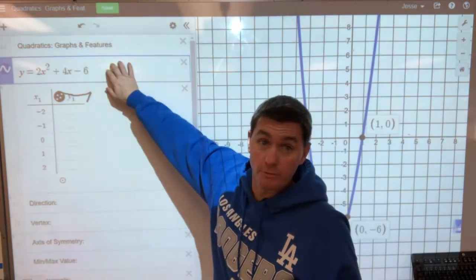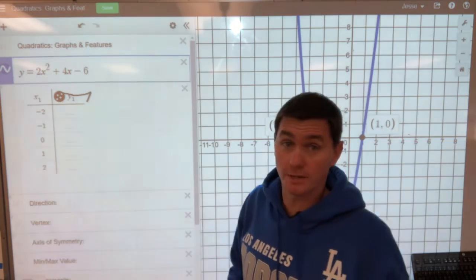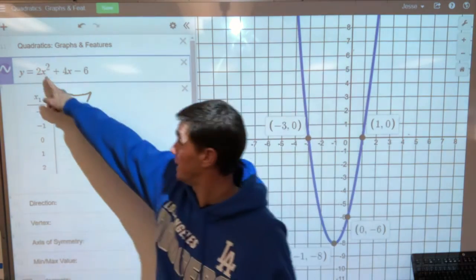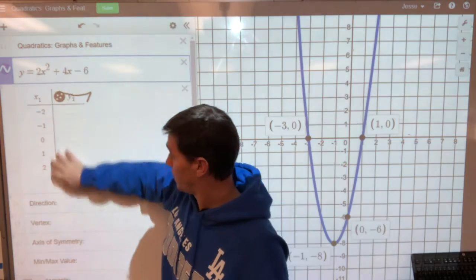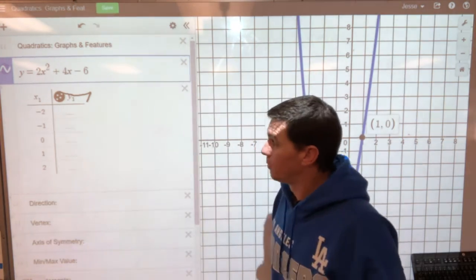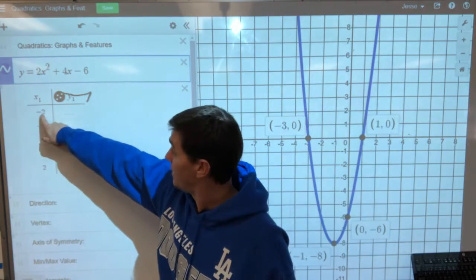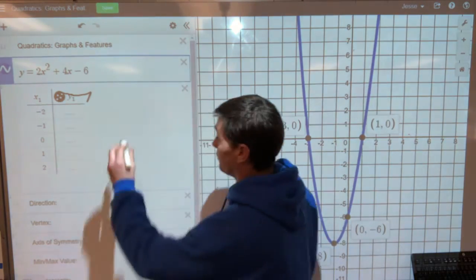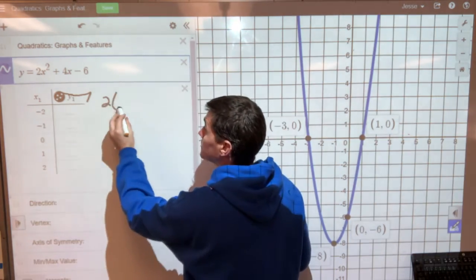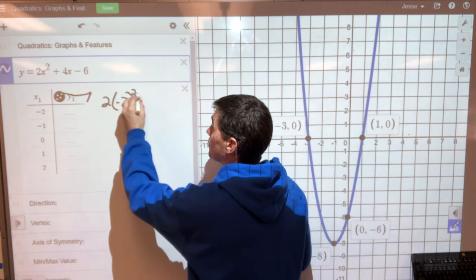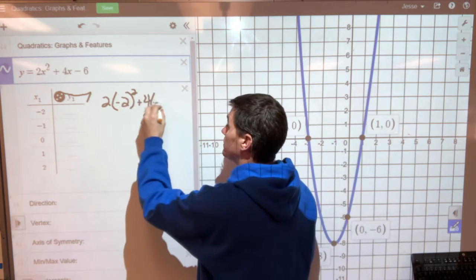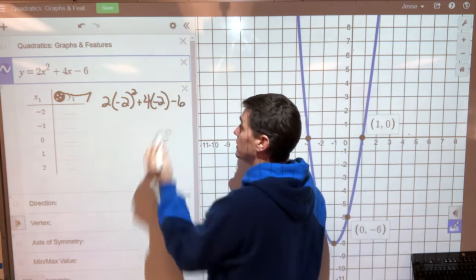We start with a quadratic function, 2x squared plus 4x minus 6. We know it's quadratic because it has the x squared. All right, so how do we fill out a table? Well, a table works like all functions, input and output. So we plug in the x value into our function, so it goes 2 times negative 2 squared plus 4 times negative 2 minus 6.